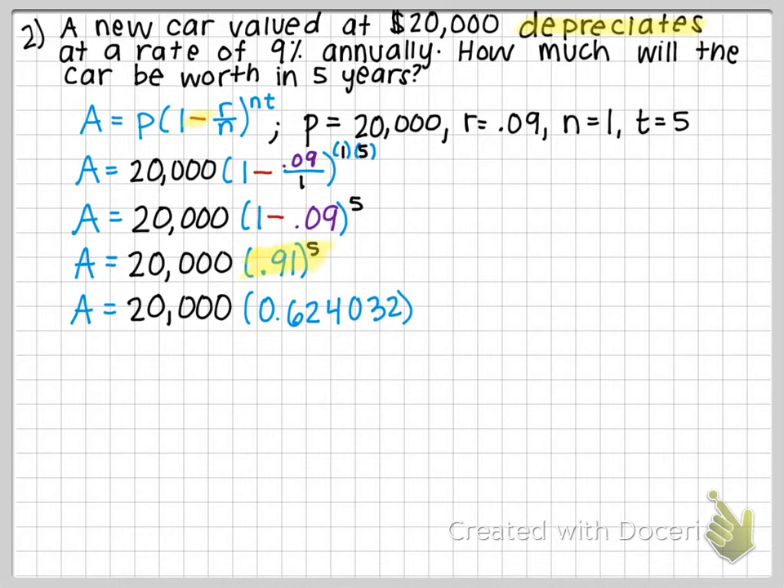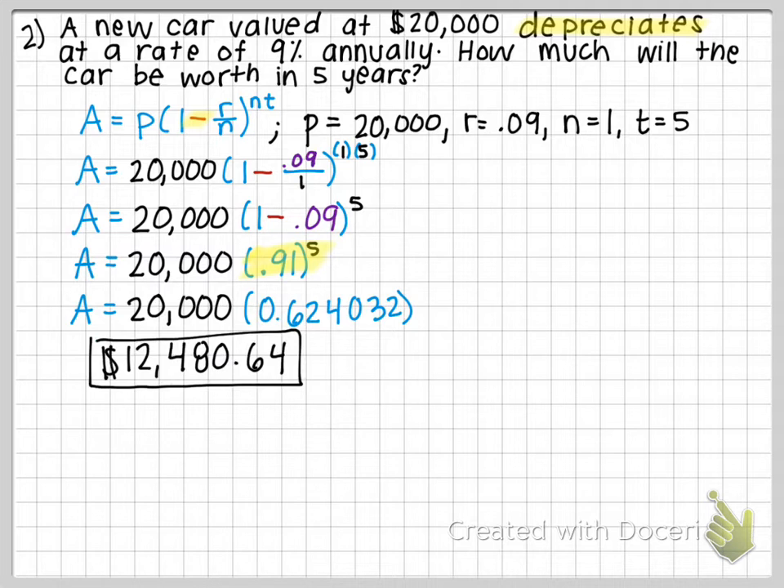So use the same strategy in your calculator. It's 0.91 raised to the 5th power. This is what you're going to get, and then you're going to multiply it by 20,000. So after 5 years, the car is only worth $12,480.64.